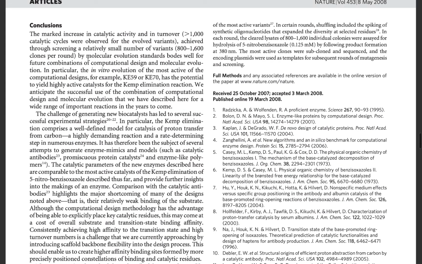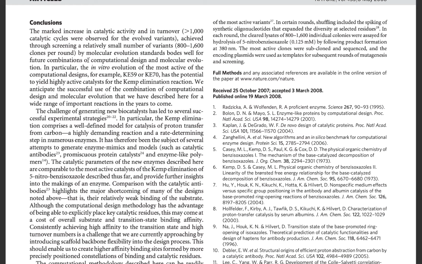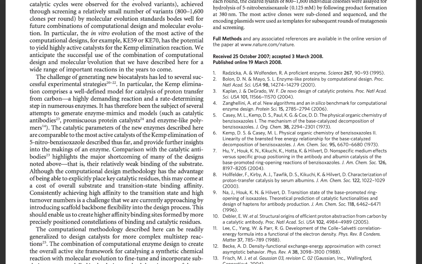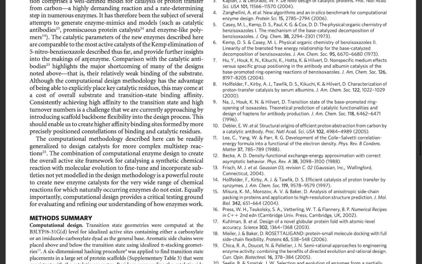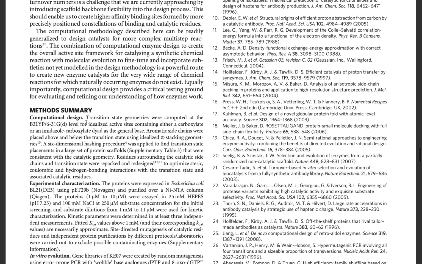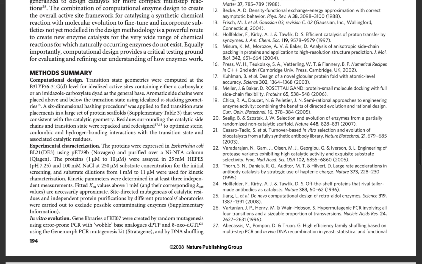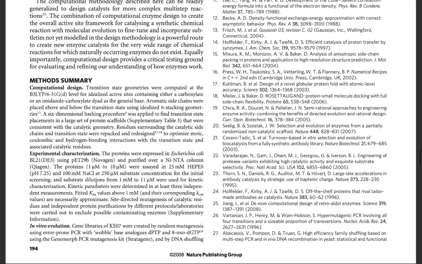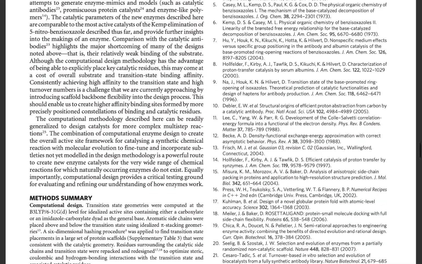So here is a conclusion. They're going to conclude what they found. They're going to tie it into past research. They're going to talk about what it might mean for future research. And then they go to the methods summary. Now if you were a researcher and you wanted to recreate the experiments that were done in this particular study, you'd go to the methods summary and you would read about how they performed each one of those experiments. So the computational design, experimental characterization, in vitro evolution, and so on and so forth.